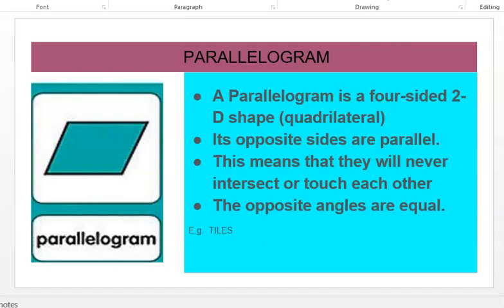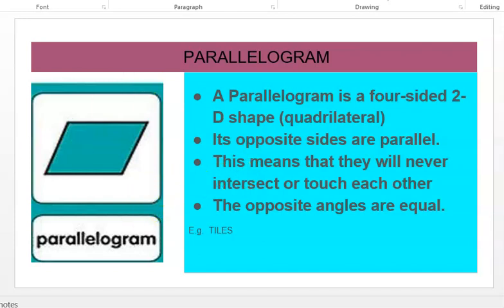Parallelogram is a four-sided shape, belongs to the family of quadrilateral. Actually, any 2D shape that has four sides is in this group of quadrilateral. So you have the square, rectangle, and rhombus that we looked at are all in this category of quadrilateral. Okay, so back to parallelogram, its opposite sides are parallel. That is, this side is parallel to this side, and this is parallel to this. What does that mean? It means that no matter how much you extend these lines, they will never meet.